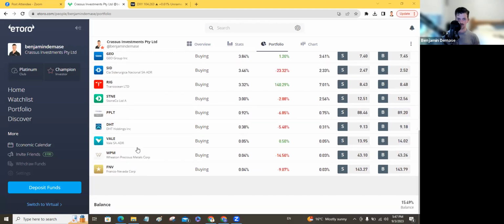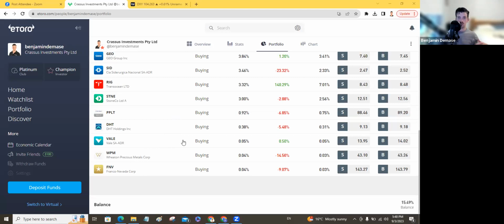Vale is just a starter position. I want to add to it. I just need to get a little bit more clarification as to a few things. Same deal with Wheaton Precious and Franco Nevada. Wonderful companies, fully priced. I'm just putting a small starter position here. As you can see, they're not really worth anything in terms of weighting. I'm hoping that we get a crash and then I'll add to them, but we'll see. We will see. Balance in cash, 15.5%.